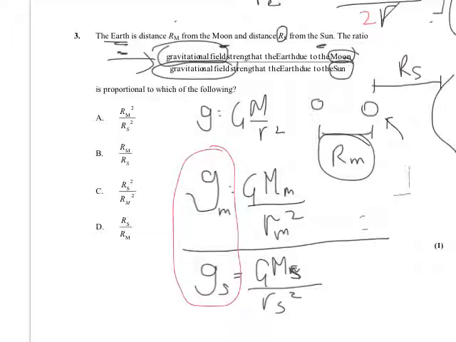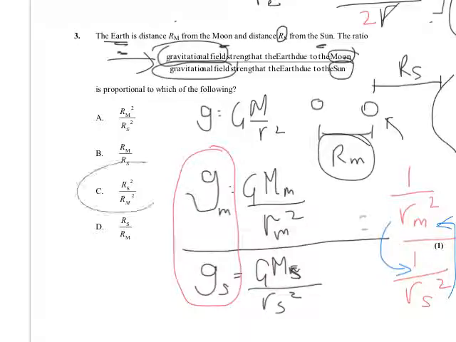We can see we've got 1 over distance to the moon squared divided by 1 over distance to the sun squared. Because you're dividing a fraction by a fraction, you have to rearrange everything. So the radius of the moon would flip to the bottom there, and because this one is 1 over Rs, then Rs would flip to the top there. So you would end up with Rs over Rm squared. So the answer is C.